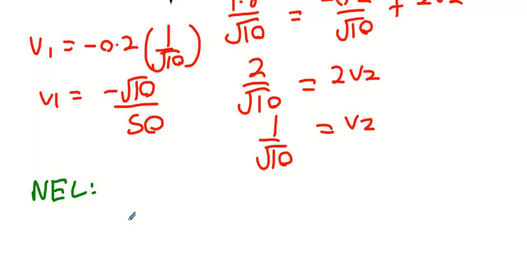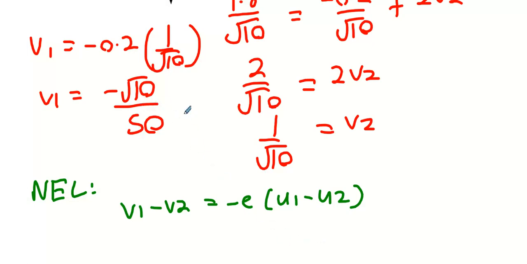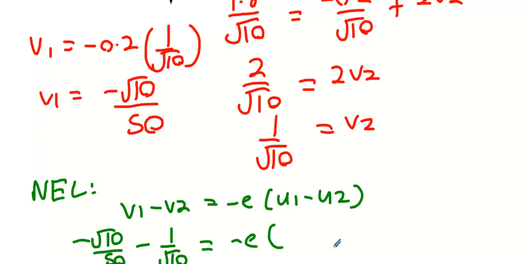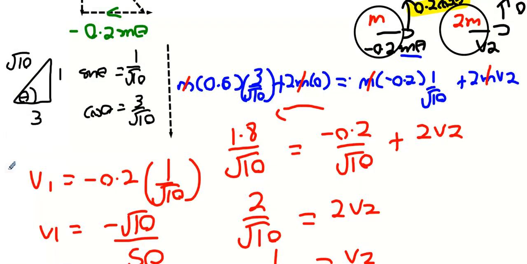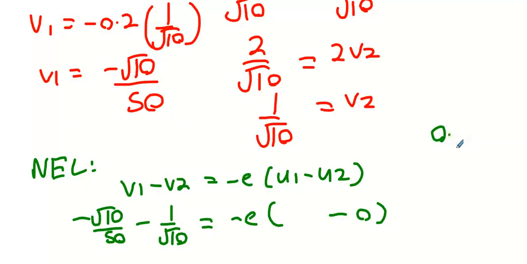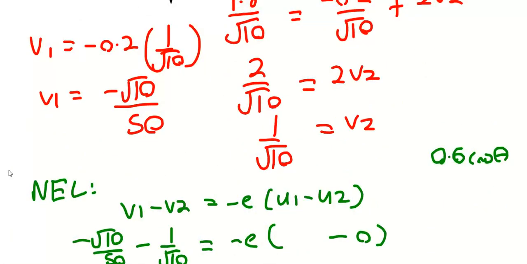We're going to do E. What do we get this time? V1 minus V2 is minus E times U1 minus U2. We actually know what V1 and V2 are, don't we? So V1 is minus root 10 over 50. V2 is minus 1 over root 10. E is what we're after. What's U1 again? U1 is 0.6 cos theta. What do we all say cos theta is again? 3 over root 10.